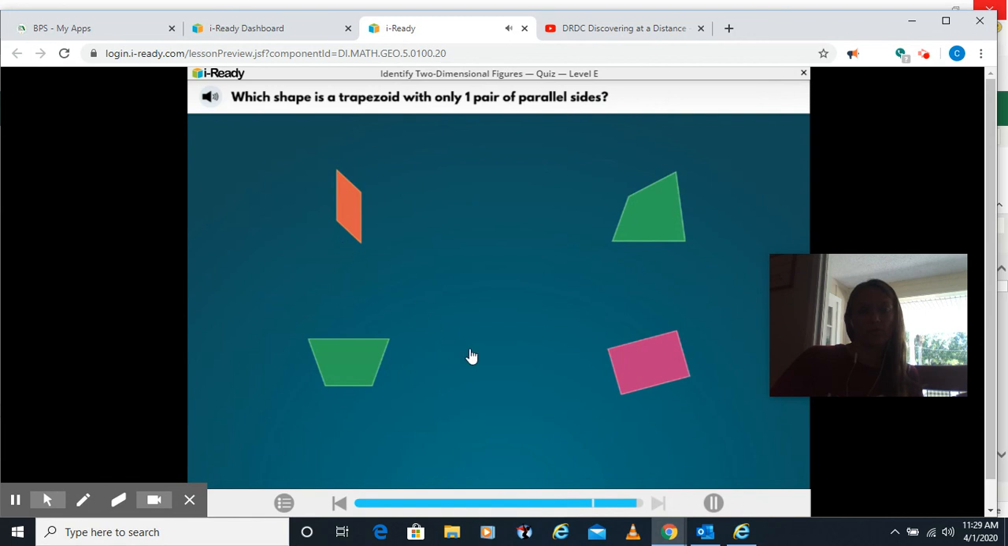Only one pair of parallel sides. Well, I can see here we don't have parallel sides. Here we have two pairs of parallel sides. On this trapezoid, we have a pair of parallel sides here.